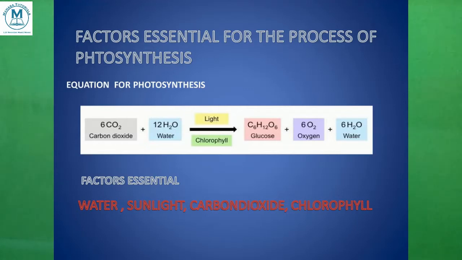So when you observe this equation, what are the factors you are finding here? One is sunlight, the other one is chlorophyll, and the other ones are carbon dioxide and water, isn't it? Water and carbon dioxide in the presence of sunlight and chlorophyll give glucose, oxygen and water. So water, sunlight, carbon dioxide and chlorophyll are the factors essential for photosynthesis. Today we are going to discuss water, sunlight and carbon dioxide.